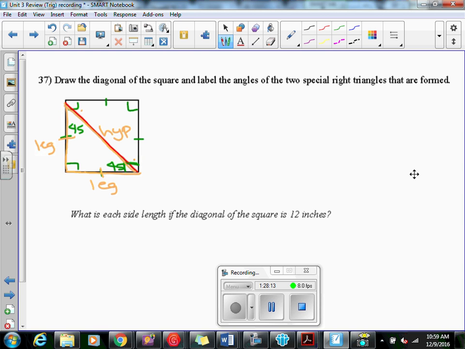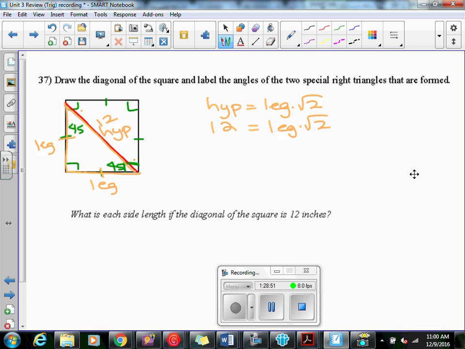This is the diagonal. If this is 12, what would be the length of those sides? What do I have to start off by doing? Exactly. Write your formula. This is the 45, 45, 90. You only have one formula. Hypotenuse equals leg times the square root of 2. If you plug in, the hypotenuse is 12. The legs, we don't know what they are, but we know they're the same, times the square root of 2.